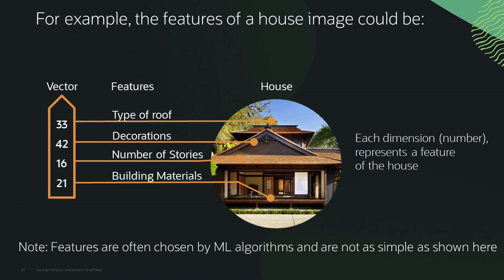Now, the way to get these numbers is some complex ML algorithms that have been built out over the years. We're not going to get into that. That's what the embedding models do. But simply, we just took this house and created a vector.